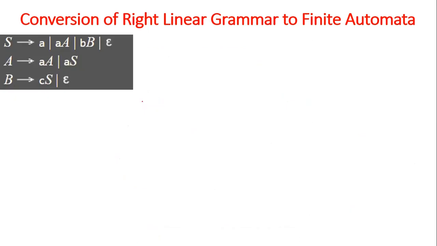So let us see this grammar. This is a right linear grammar. If you observe, this grammar has epsilon productions. First, let us remove the epsilon productions. To remove the epsilon productions, first write the grammar without epsilon production. And you have to replace the non-terminals which have the epsilon productions wherever they appear.